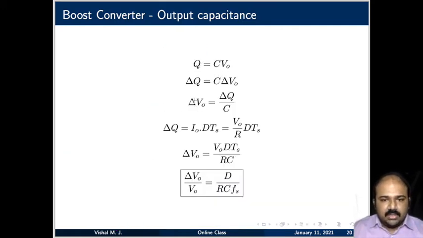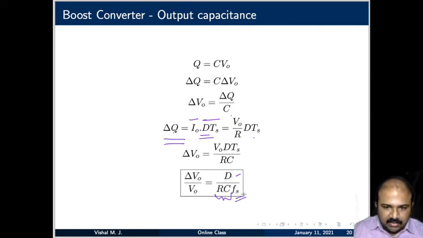You see, we know delta Q, the change in charge dumped or charge absorbed, is equal to I0 into dTs. This is the height, this is the base or the width of the rectangle. So, you multiply, you will get this one. So, delta Q is nothing but delta V0 into C. Solve, you will get delta V0 by V0 is equal to D by RCFs. So, the output voltage ripple depends on the duty ratio, or rather the output voltage. It also depends on the load resistor as well as the filter capacitance. It definitely depends on the switching frequency. The higher the switching frequency, you can afford to have a lower value of capacitance, and vice versa.